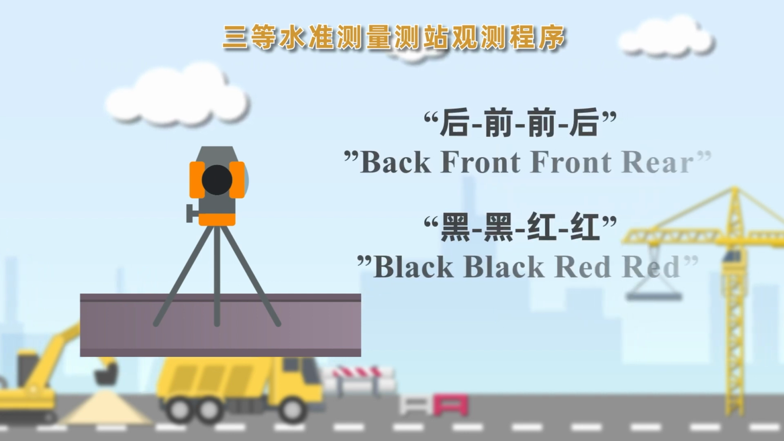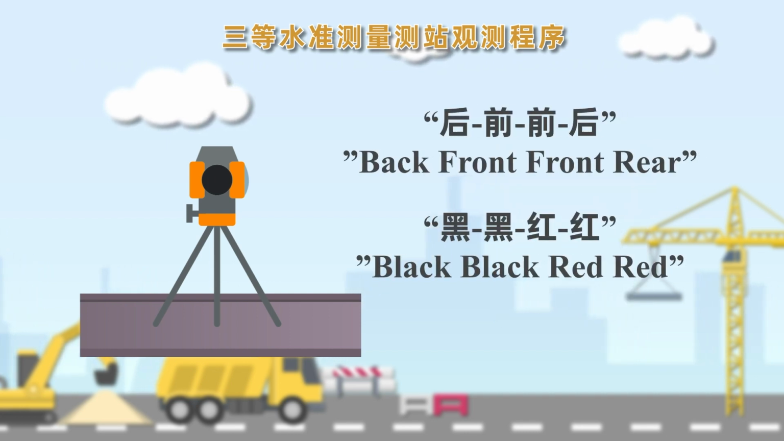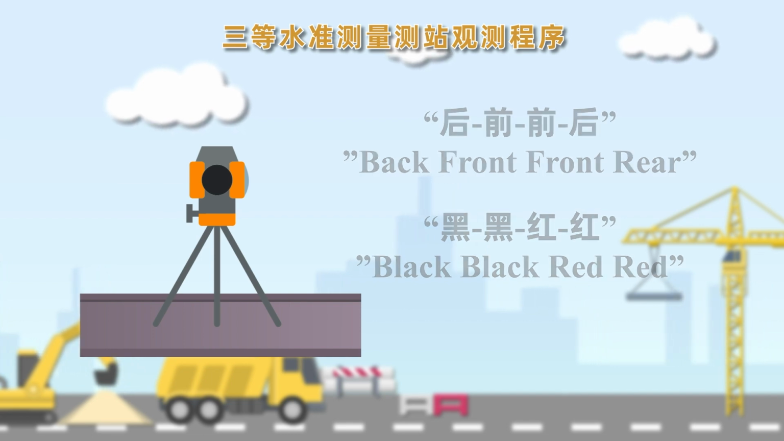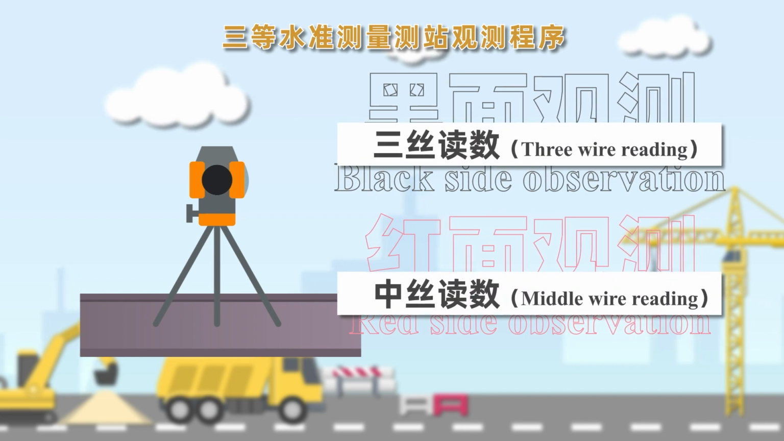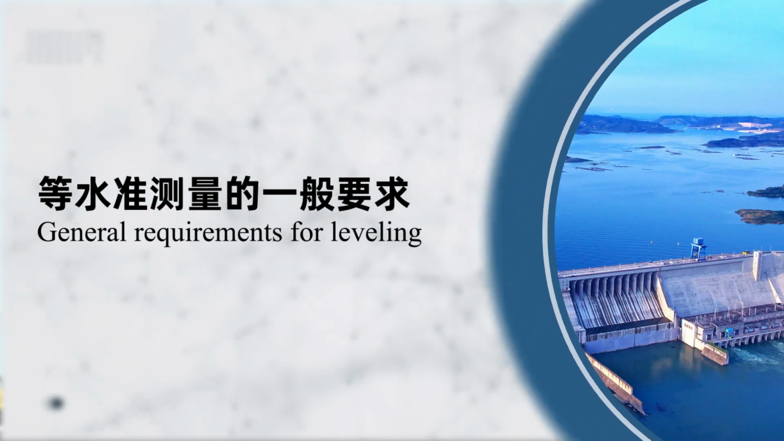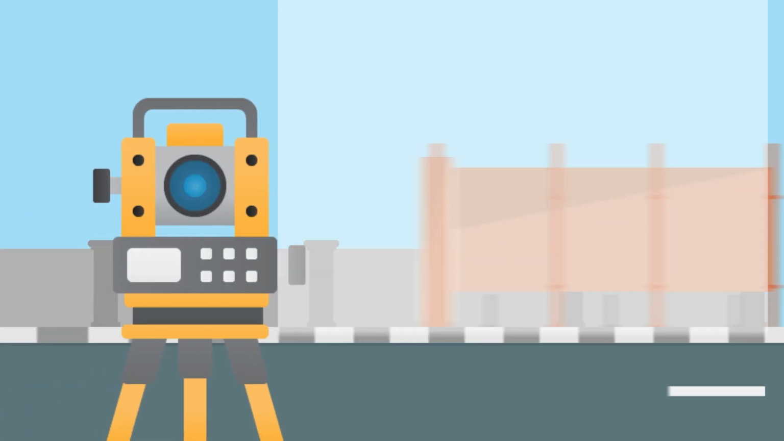The observation procedures of the 3-level observation stations should be after before after, or black red. Similarly, for the black surface observation of the leveling rod, 3 wire readings should be read. For the red surface observation of the leveling rod, only the middle wire reading should be read. Now, the general requirements of the 4-level leveling.